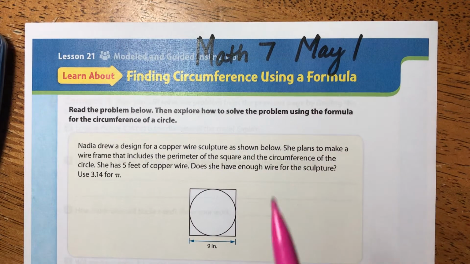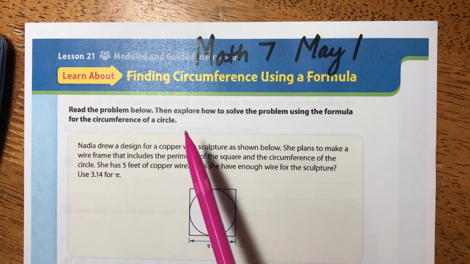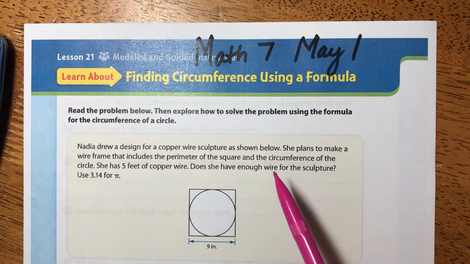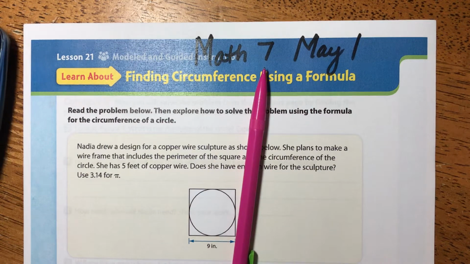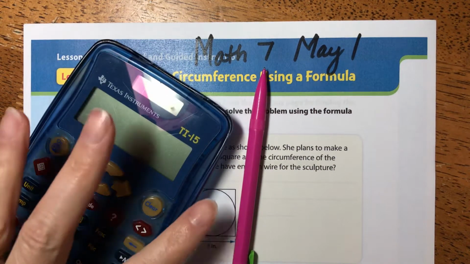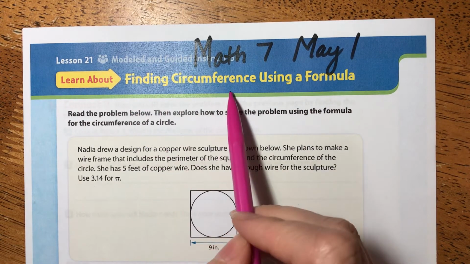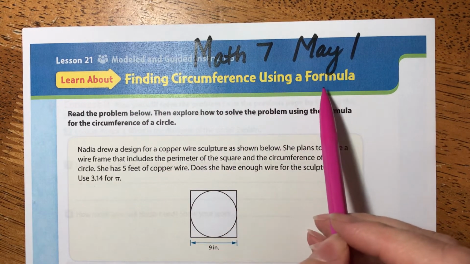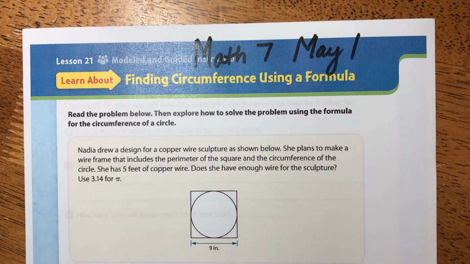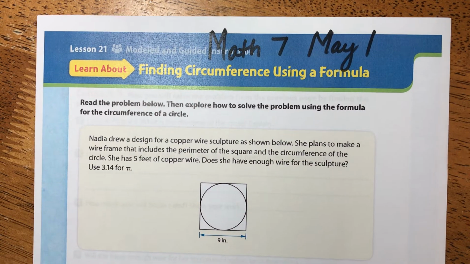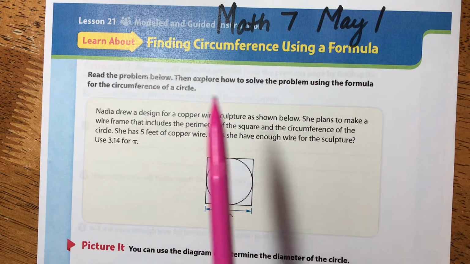This is Math 7, May 1st. We're in Lesson 21. Today we're going to work on pages 206 and 207, so grab your book. I have a pencil for today's lesson, and I also have a calculator. We're going to continue working with circumference and using a formula today. Not overly difficult, this lesson, so hopefully we can get through it in a timely manner.